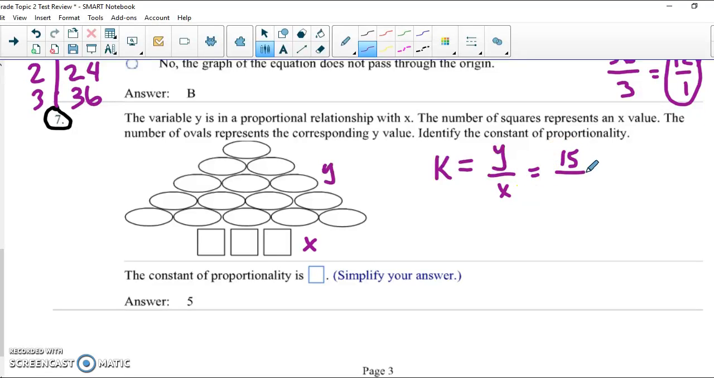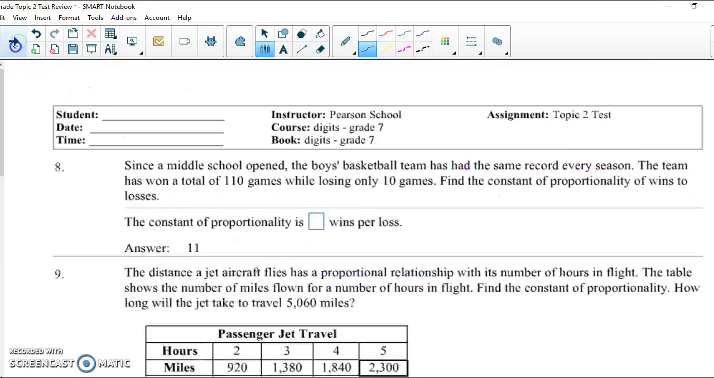So my y value is 15 and my x value is 3. So this ratio is 15 to 3, which I could reduce to lowest terms of 5 to 1. The simplest way to write that is the number 5. So that is my constant of proportionality.